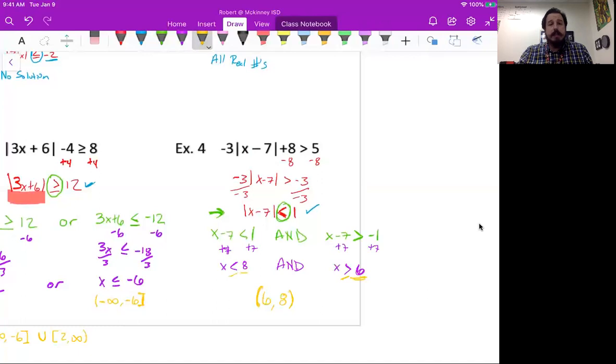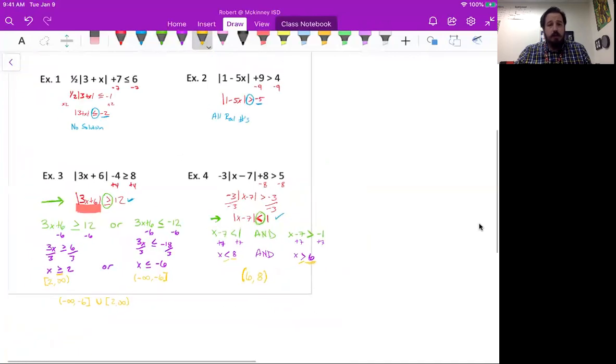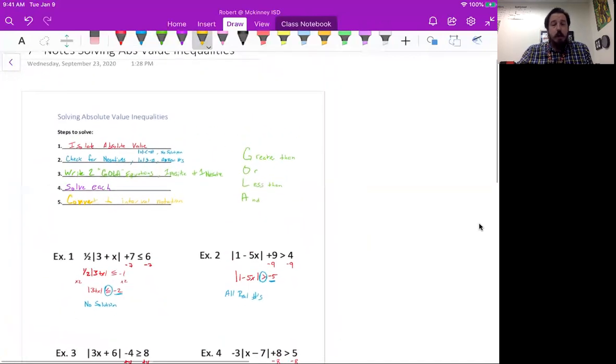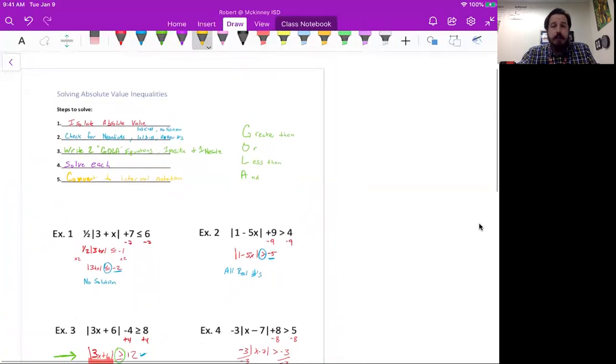Okay, so our big takeaway here. The first one is when you do step 2 and you're checking for negatives, you have to pay attention to what type of inequality you have. If it is the absolute value is less than a negative number, that is going to be no solutions. If it is absolute value is greater than a negative number, that is going to be all real numbers.